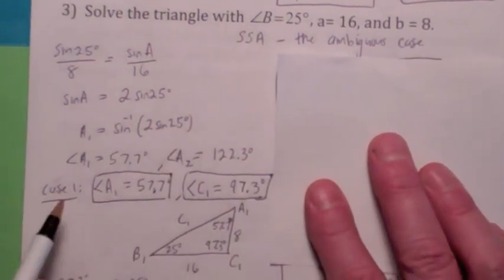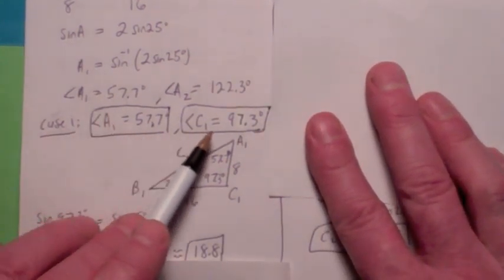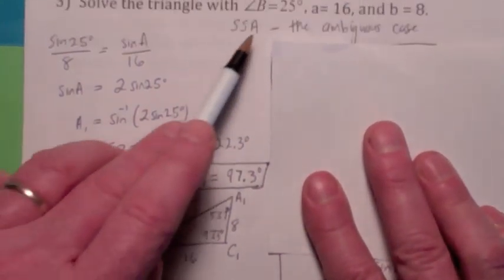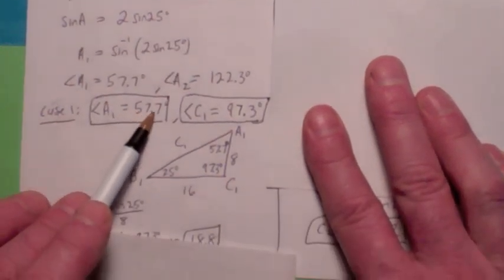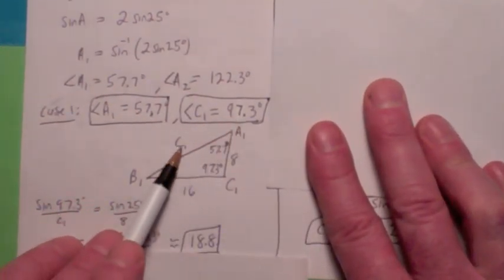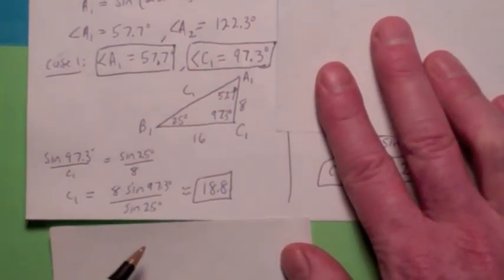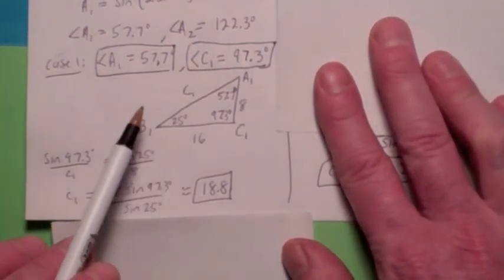For the first case, if A is 57.7, you would then subtract 180 minus the sum of 25 plus 57.7, and you get that angle C is 97.3. And then all you have to do now is find little c, right? If you use the law of sines, you can find that little c is 18.8. But don't forget about case B.